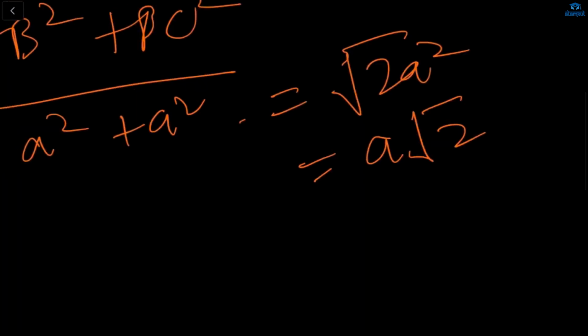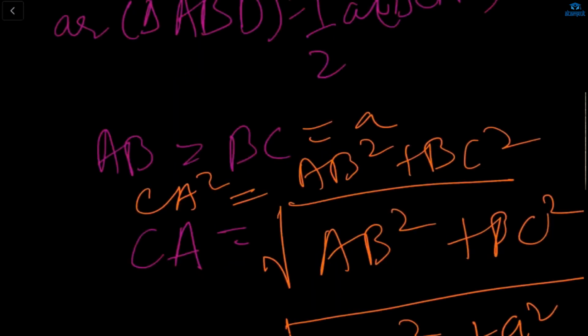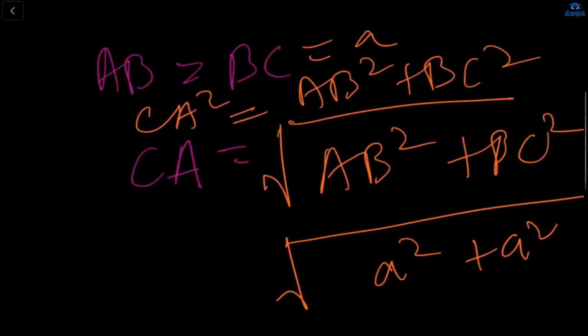Ma'am, can I ask a question? Yeah. Ma'am, I already got A square plus A square. Just see, if you see this triangle, AB is equal to BC is given. See here I have written AB is equal to BC is equal to A. This I am assuming because both the sides are equal. You can assume, okay, I understand.